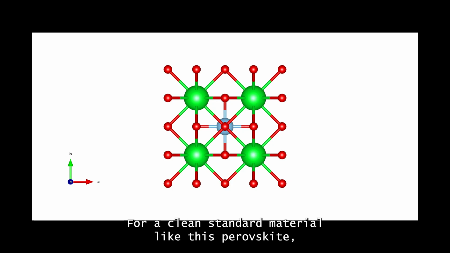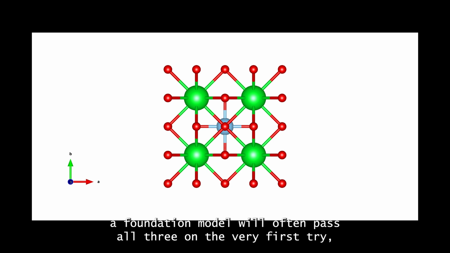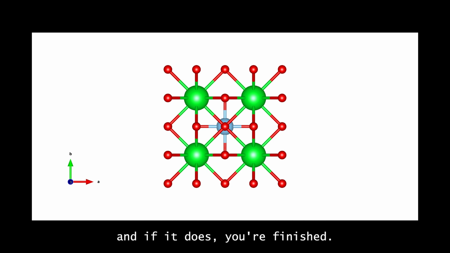For a clean, standard material like this perovskite, a foundation model will often pass all 3 on the very first try. And if it does, you're finished. Stop right there. Don't train anything.